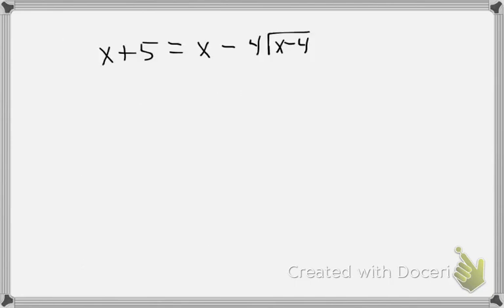So round 1, right? We took out our target, we cleaned up the mess, now we have to go at it again. We need to get our next target by itself, which means subtracting that x back over to the left. That's good news. I actually wind up just getting 5 equals negative 4 times the square root of x minus 4.